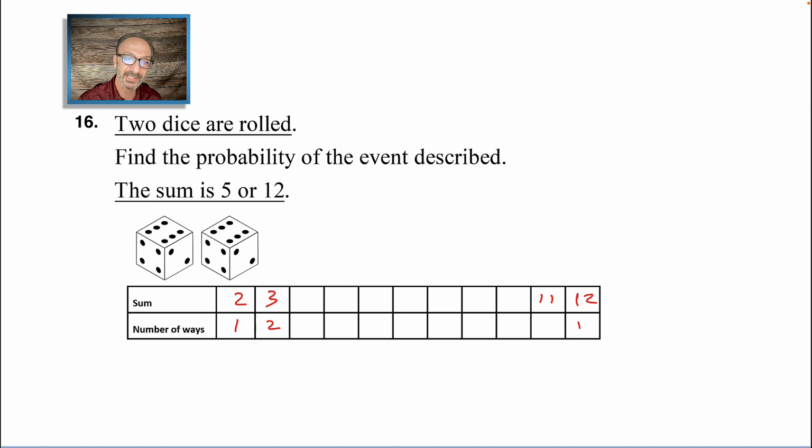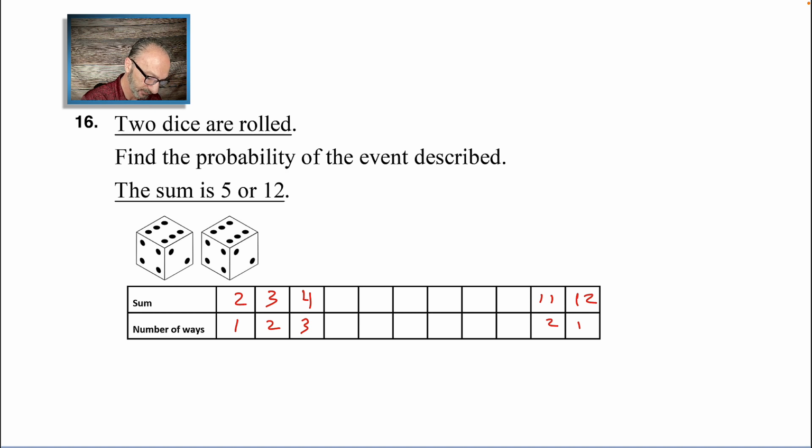Or I could get 6 on blue, 5 on green, and so on. You get the idea. That's two different ways. I could get a sum of 4, 3 different ways: 3 and 1, 1 and 3, and 2 and 2. You see the pattern, that's why I'm doing it this way.